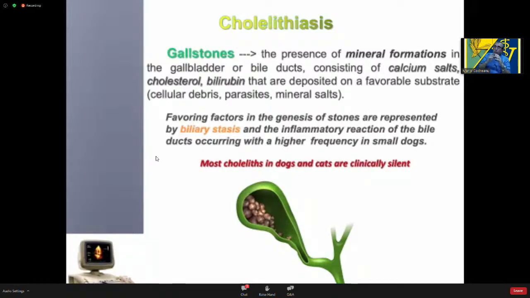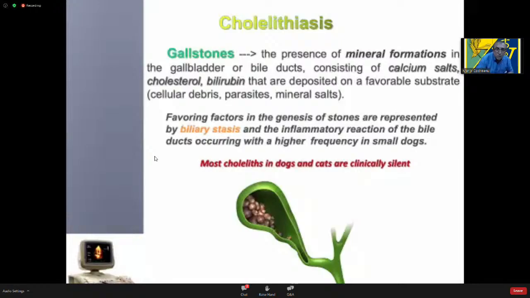It's important to remember their composition, consisting of calcium salts. Regarding the mineral content, in addition there are cholesterol and bilirubin, which are deposited on a favorable substrate. Here we can talk about the presence of cellular debris, even parasites, and in most of the registered and analyzed cases, the presence of mineral salts.